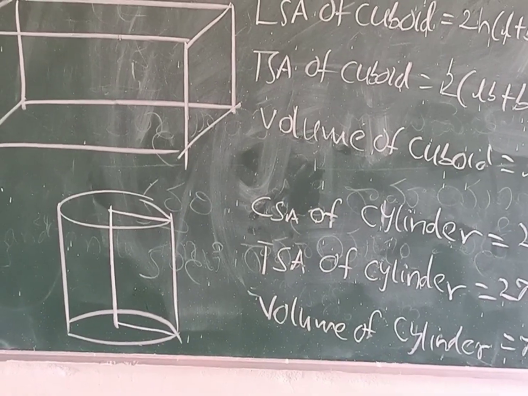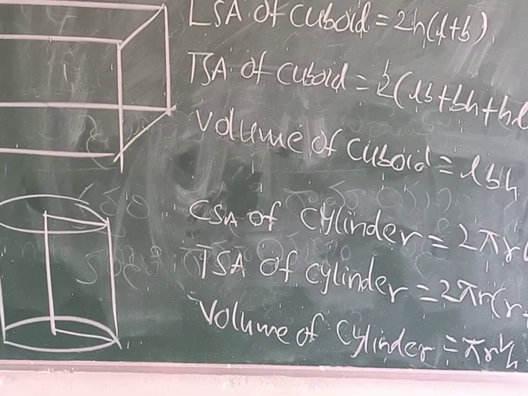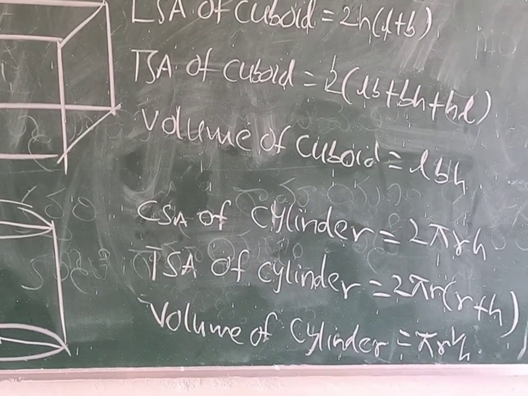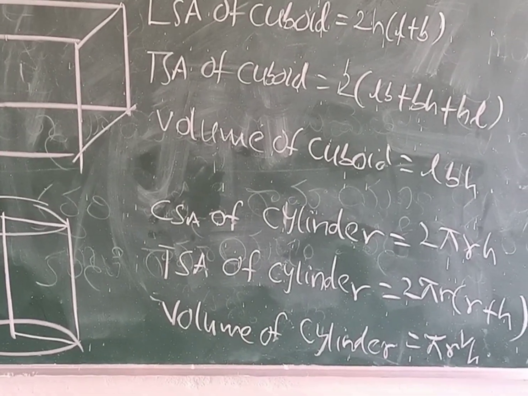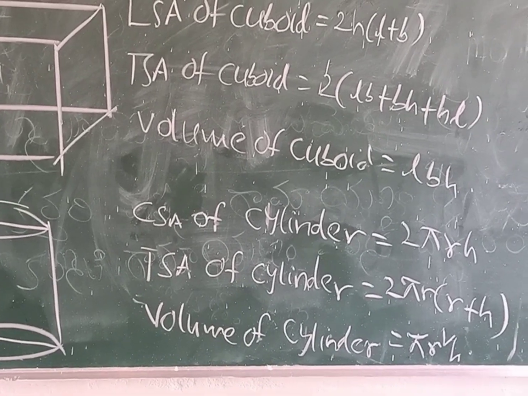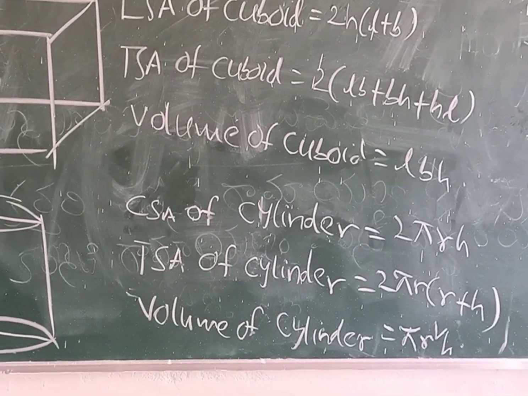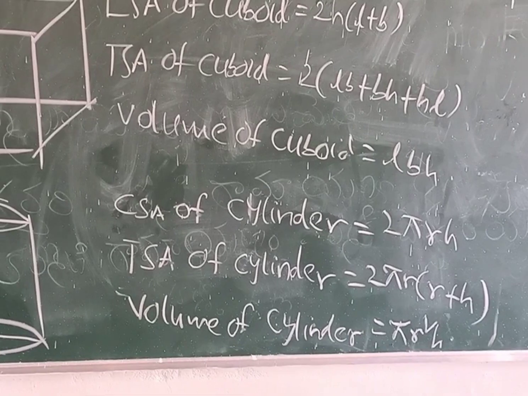When we come to the curved objects called cylinder, CS of cylinder is equal to 2 pi RH, where R is the radius of the cylinder and H is the height of the cylinder. TS of cylinder is equal to 2 pi R into (R plus H). Volume of cylinder is equal to pi R square H.